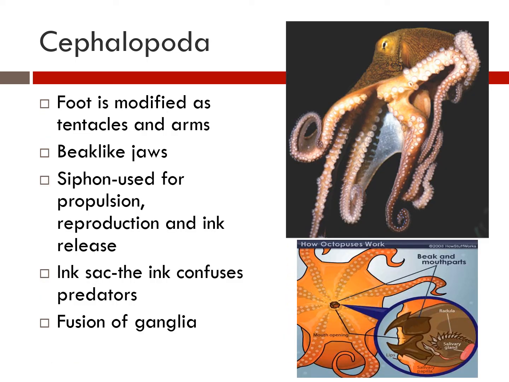The more common ones that you're more familiar with are going to be the octopus and the squids. For them, their foot has been modified into tentacles and arms. They have a beak-like jaw, which is called beak-like because it looks like the beak of a raptor.